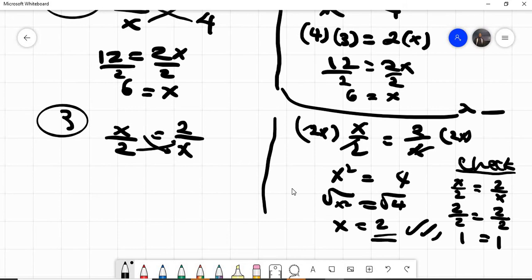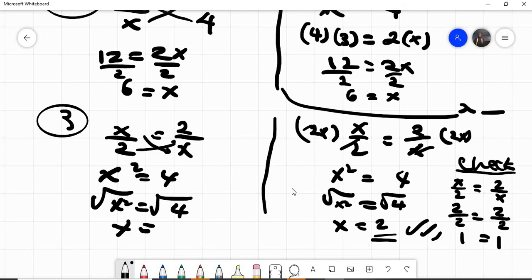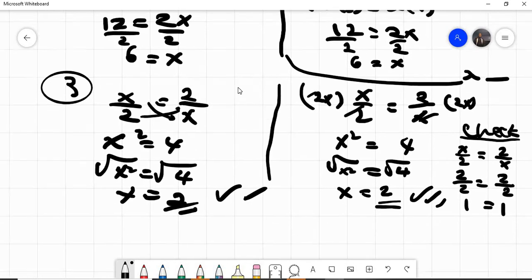Yeah, x is 2. If we cross multiply, it's the same thing: x squared equals 4, and then we square root, so x equals 2, which is correct. So that's the way you can do it. Both ways are good, whatever you prefer: cross multiply or multiply by the LCM. But LCM is better. Why? Because when we work with fractions, we need it.